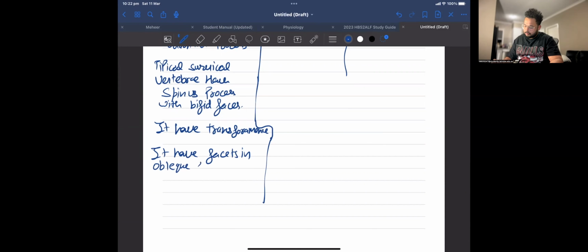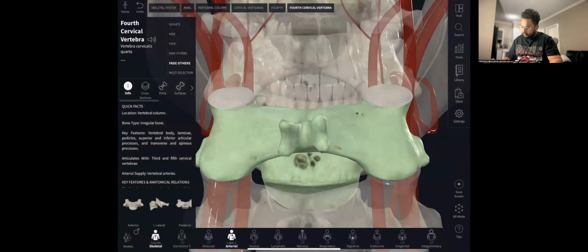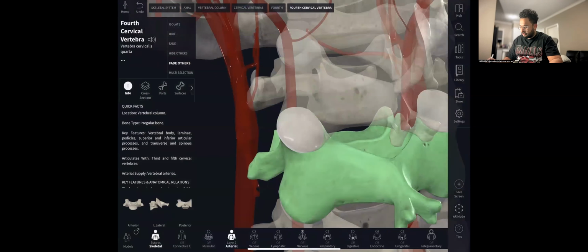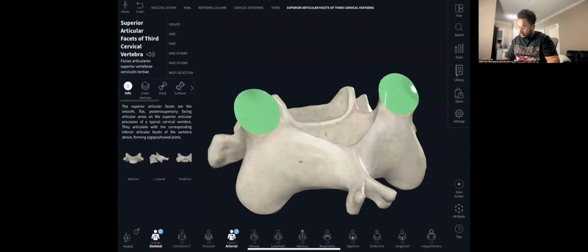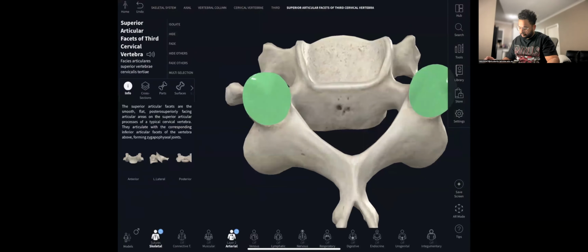Oblique face. All good. What does that mean? So basically facets are like these structures, which you can see in the green, which actually hold the other spine, hold each other spine with each other. So it will basically make the intervertebral joint superiorly.